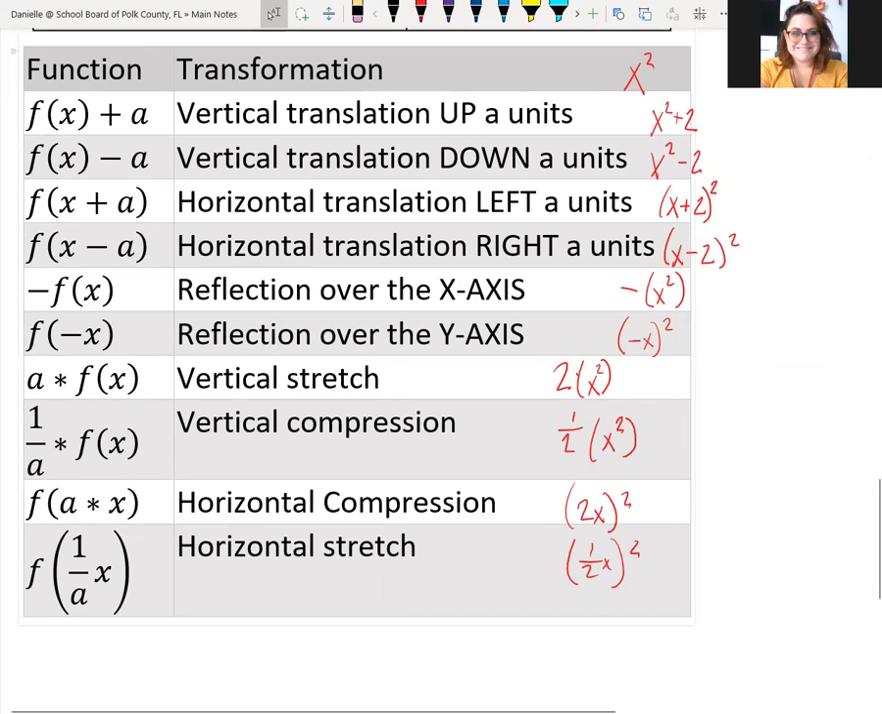And now all you need to do is go through and complete the activity for class.